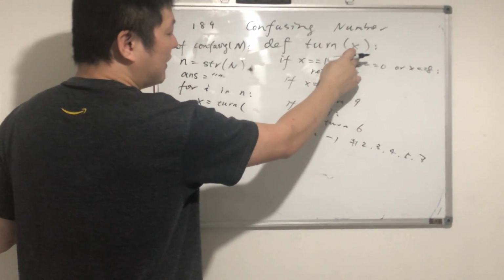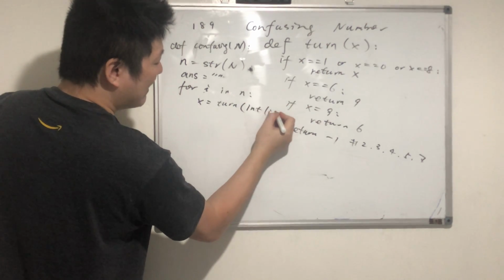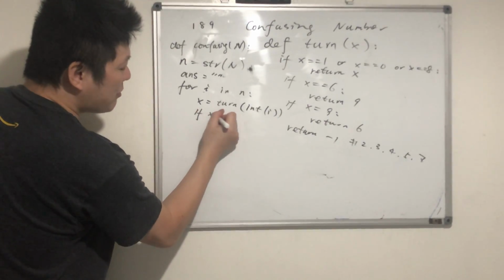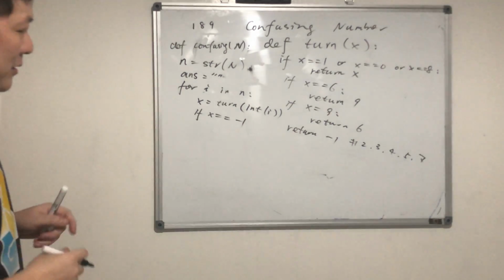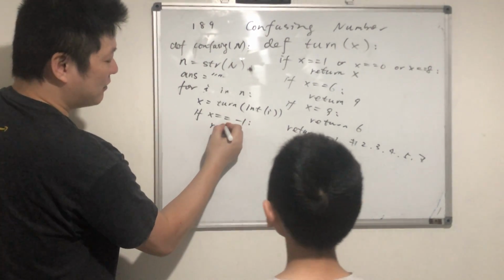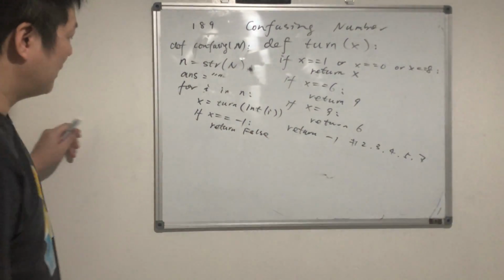But this is accepting this number, so we need to convert it back to integer i. So now look, if x equals -1, what should we do? Return what? False. Yes, we're done. Be confident, come on. False.